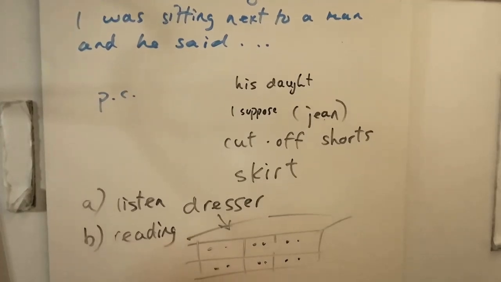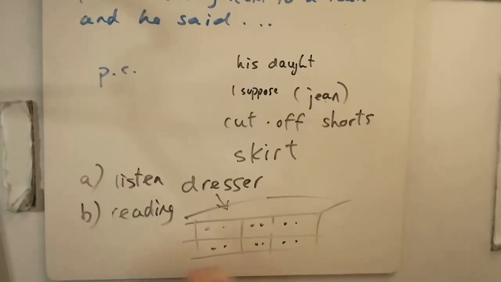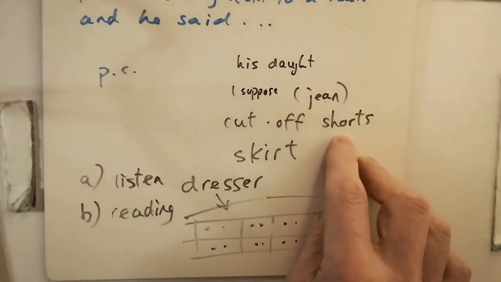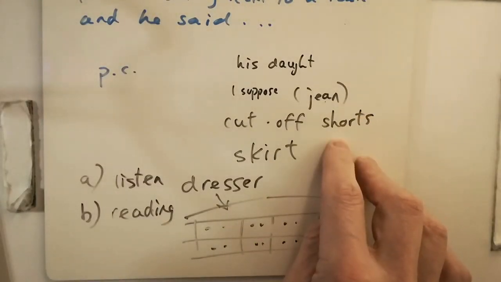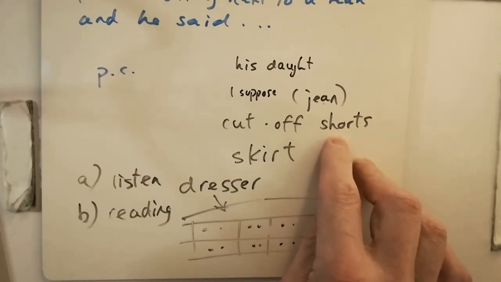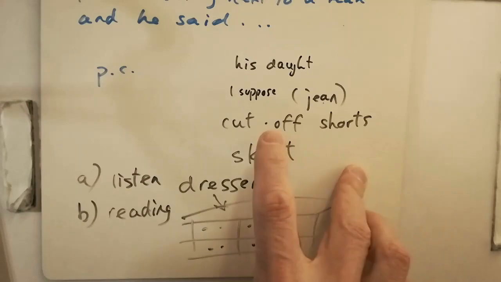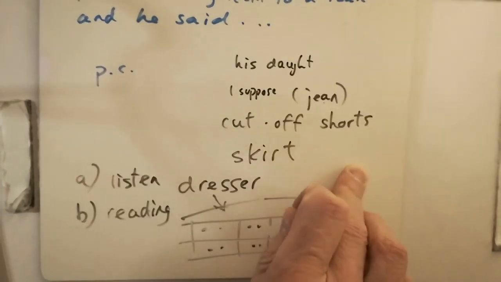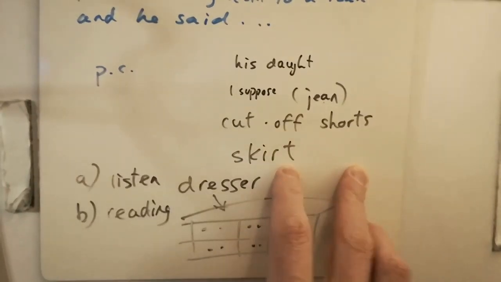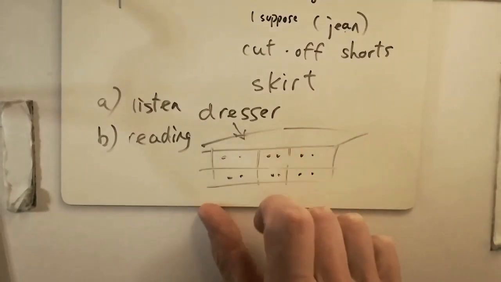Okay, we talked about some speculation and we saw some cut-off shorts. If you go to the shop and you want some shorts, you just buy shorts. But if you have some pants or some jeans and you want to make them into shorts, you can cut them off. And then they're called cut-off shorts. All right, a skirt, not to be confused with a dresser.